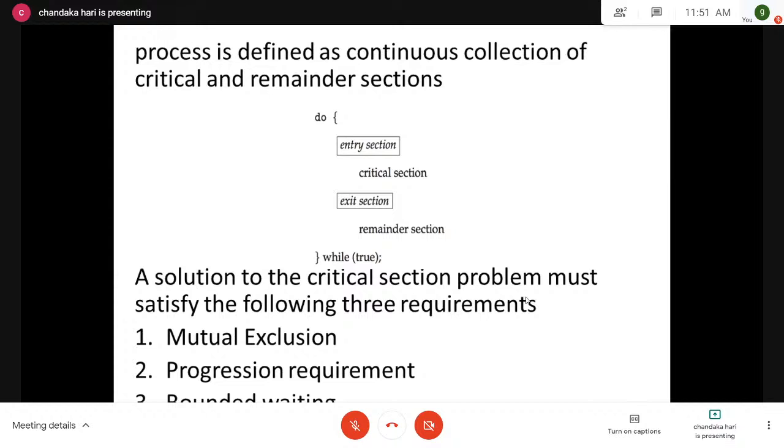That is, while selecting a job from the ready queue, you need to give first priority to the processes that are trying to enter into the critical section. Why? Because the remainder section can be executed at any moment of time. While executing the remainder section, no other processes are going to be affected. That's why we always try to give first priority to the processes that are trying to enter into the critical section. That is the progress requirement.